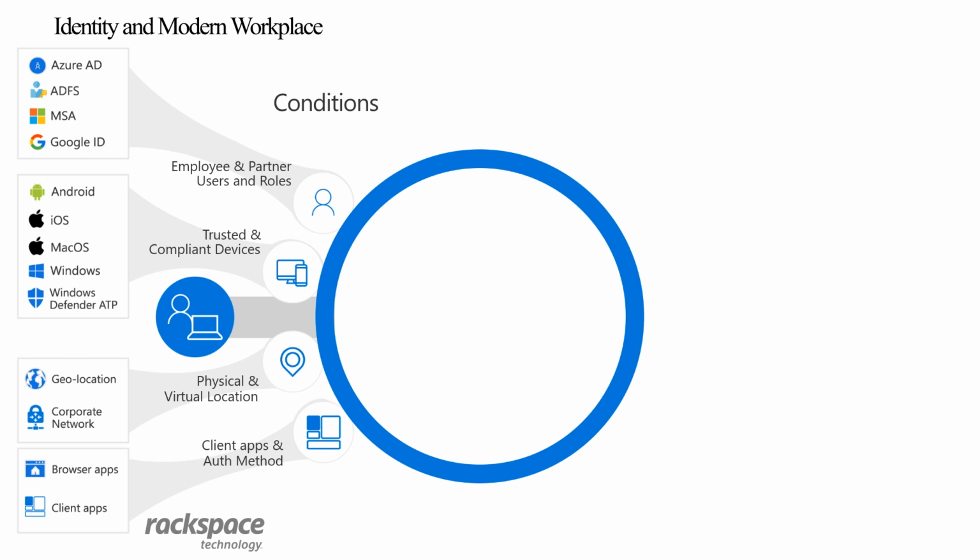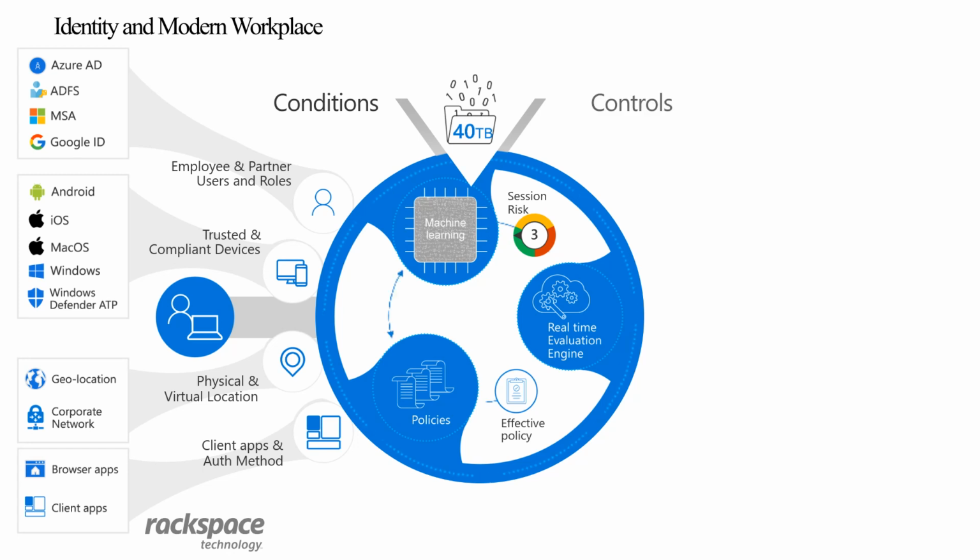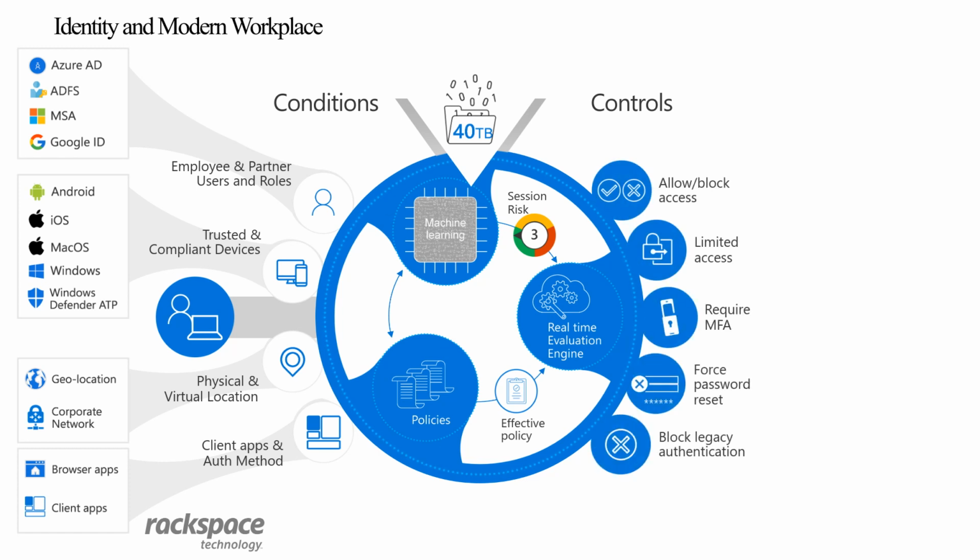Now, once we define these conditions, we put Azure AD to work. Let's use Azure AD to our benefit to provide that machine learning, along with policies that we create internally, but also with real-time evaluation engines with things like Microsoft Defender. We're going to create what's known as a session risk. That session risk is going to be either good or risky, and with our effective policy, this is where we could start implementing those controls.